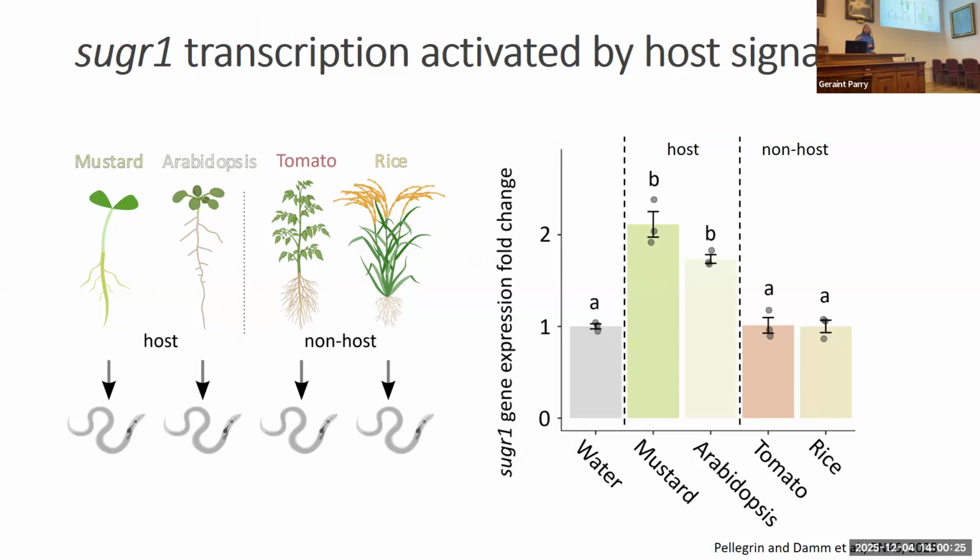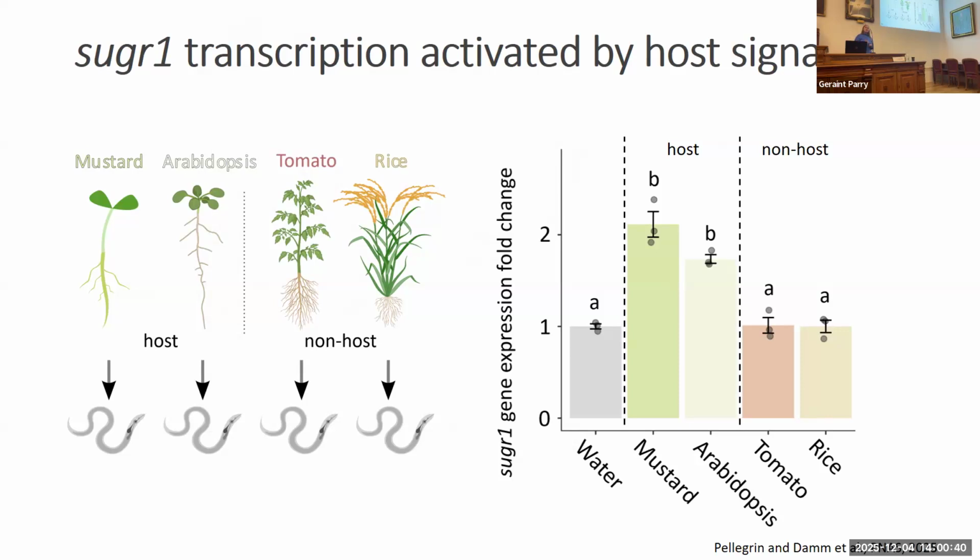And we once again cut off the roots, mash them up, and treat nematodes with this extract and look at what happens to gene expression. And if we do this, we notice that the extract of both host plants was able to activate SUGAR gene expression, but not the extract of the non-hosts.